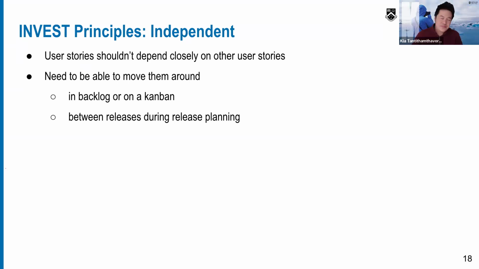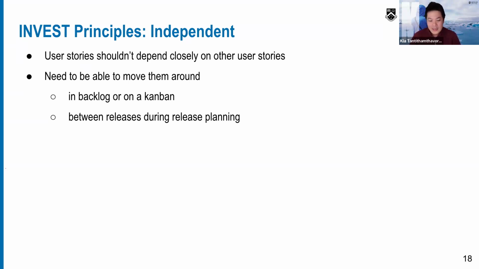Let me give an example. As a user, I want a checkout system so that I can pay via credit card. And another story: as a customer, I want to pay by credit card using MasterCard and Visa so that I can collect points. I would say these two user stories are dependent on each other, right?